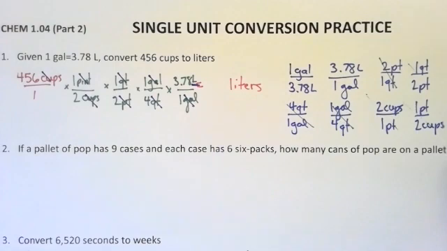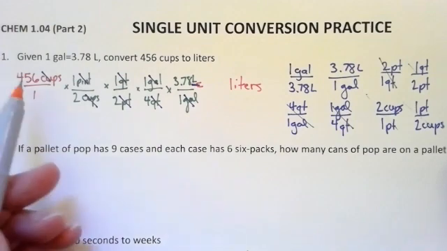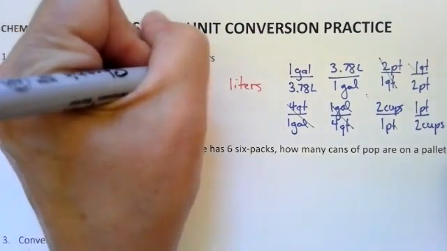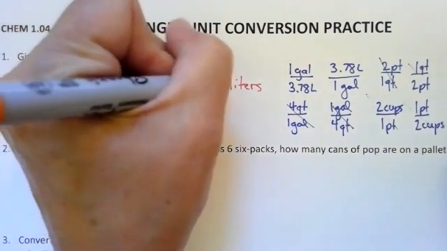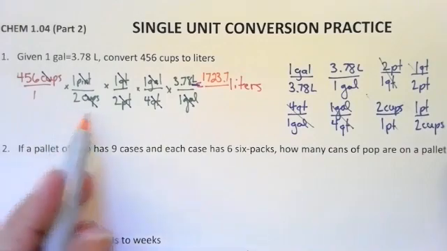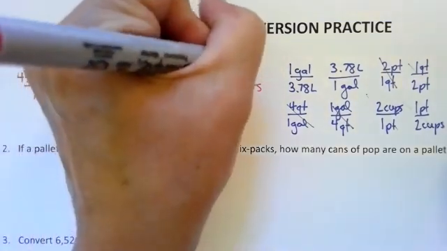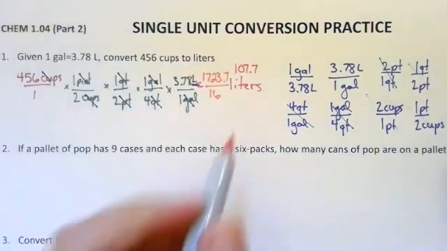Now on this one, when we multiply and divide, you're going to see we have numbers on the top and on the bottom. So if I take 456 times 1 times 1 times 1 times 3.78, that gives me 1723.7. And on the bottom, 2 times 2 times 4 is going to give me 16. So I'm not quite done yet. I need to take that 1723.7 divided by 16, and that gives me 107.7 liters as my answer.